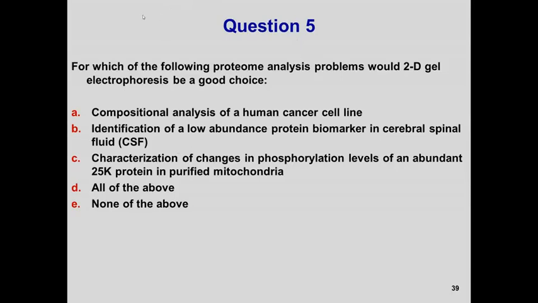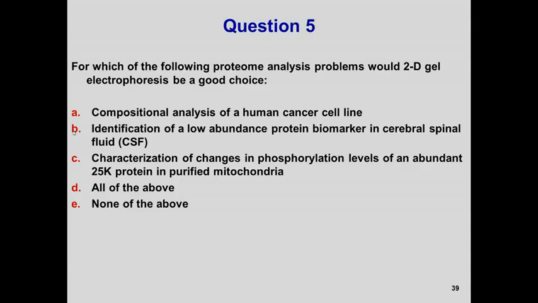So our last question of this lecture is, for which of the following proteome analysis problems would two-dimensional gels be a good choice? We mentioned that 2D gels are generally not preferred. First, compositional analysis of a human cancer cell line. This would be a particularly bad choice because, as mentioned previously, we do not get an ID of all the spots as part of the analysis. This will be a separate analysis. If I have thousands of spots, I have thousands of LC-MS IDs to perform.